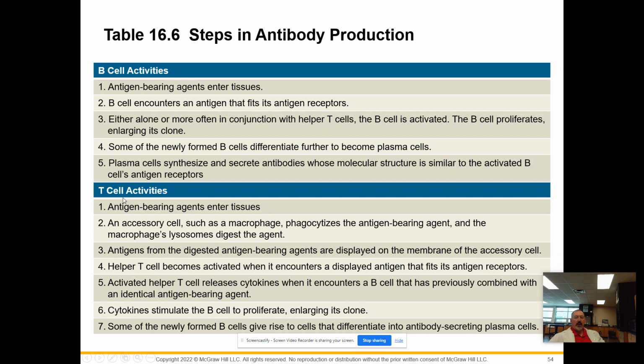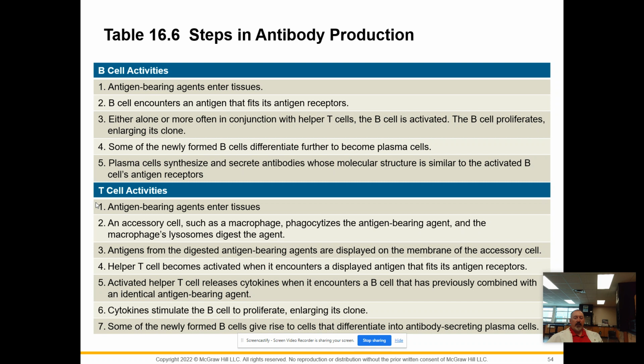So here are the T cell activities. The antigen-bearing agents, taken in by the antigen-presenting cells, enter the tissue. We have the major histocompatibility complex that's then going to become specialized. We're going to have the antigens, from the digested antigen-bearing agents, displayed with that major histocompatibility complex. The helper T cells become activated when they encounter a displayed antigen.